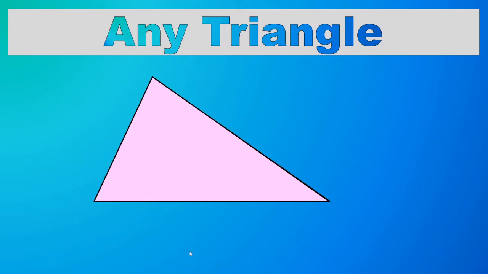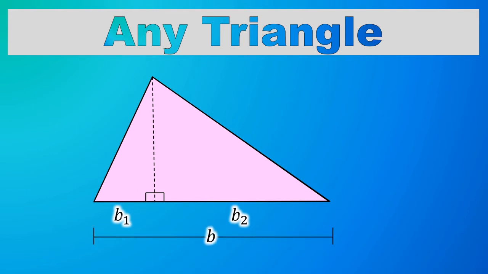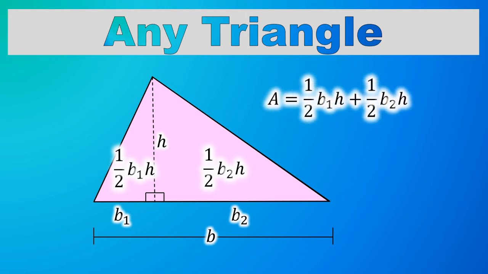Here is another explanation. Let's split this up into two right triangles. Let's call this B1 and let's call that B2. Let's call this B. B is equal to B1 plus B2. Let's call this H. The area of the left triangle will be equal to 1/2 B1H, and the area of the right triangle will be equal to 1/2 B2H. And so the total area will be equal to 1/2 B1H plus 1/2 B2H.